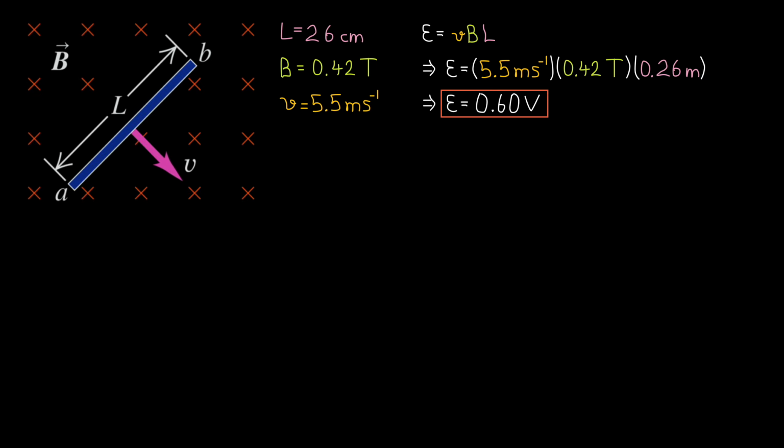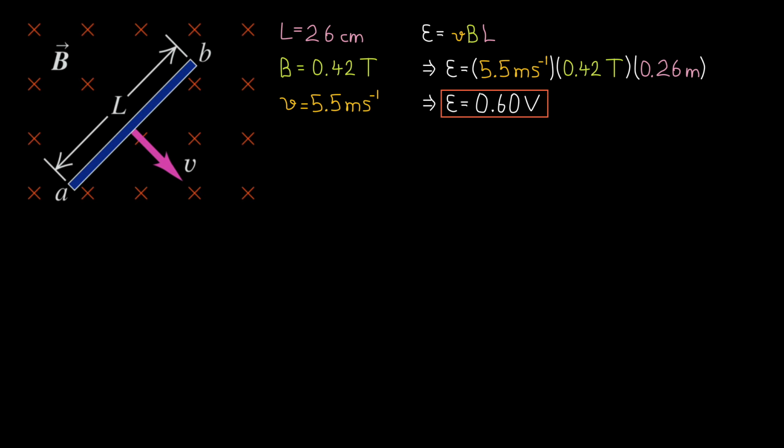Because negatively charged particles are the ones that are actually able to move, usually, we can expect that there will be some excess negative charge at point A and excess positive charge at point B. So point B will be at a higher potential. Negative charges will move towards point A, and point A will be negatively charged. Point B will be positively charged, and therefore point B will be at a higher potential value.